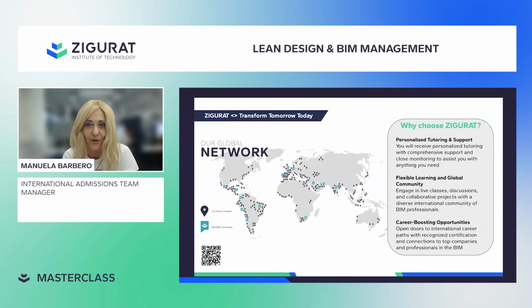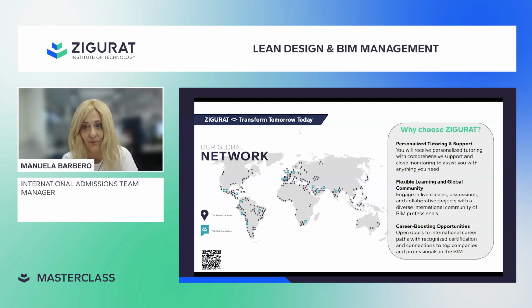Why choose Ziggurat is a very good question. As I told you before, we have a completely different approach, but overall, what I can say is a real and important step in your career because we work with people all around the world. So you are involved in a global environment. We work in simulated projects. You can work with mentors that are real and act as real clients.